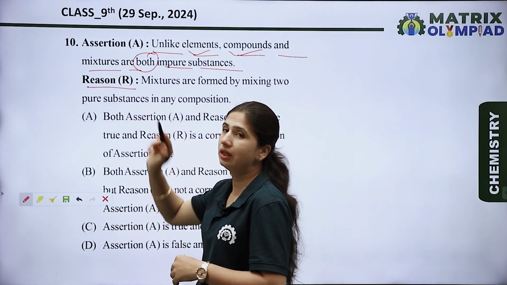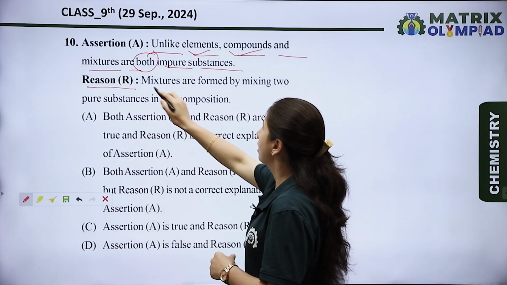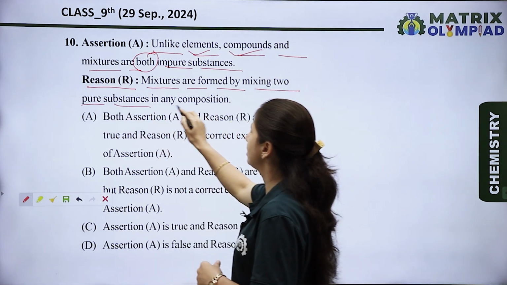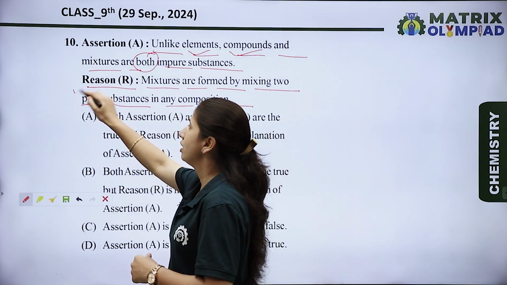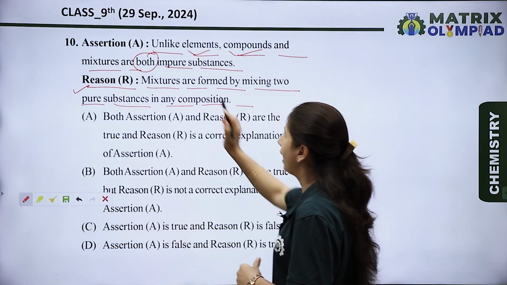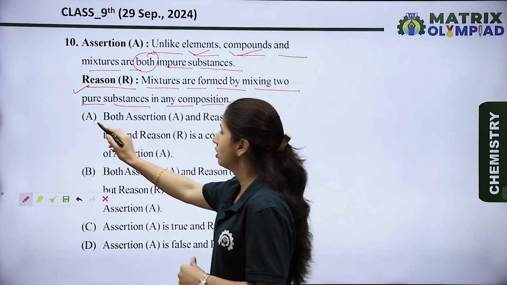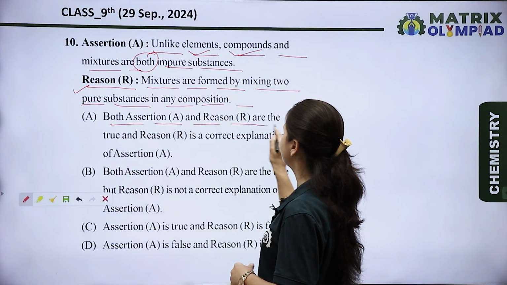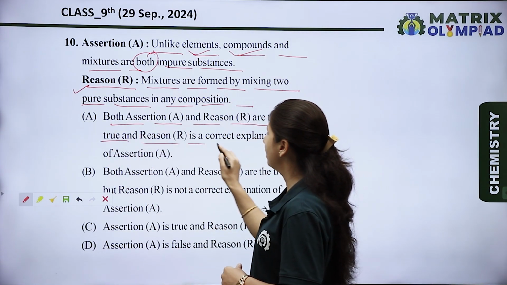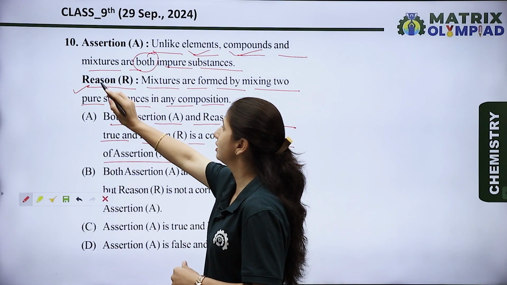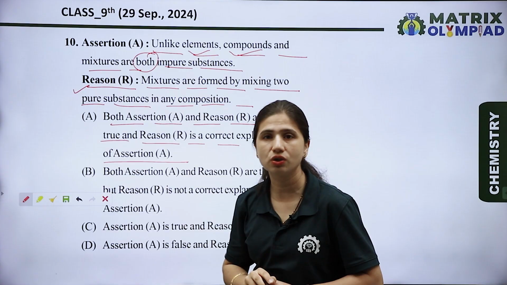Now let's see the reason. The reason is: mixtures are formed by the mixing of two pure substances in any composition. Yes, the reason is a correct statement, so the reason is true and the assertion is false. So let's see the options. Both assertion and reason are true, and reason is a correct explanation of assertion. No, both are not true. Reason is true, but assertion is not true.